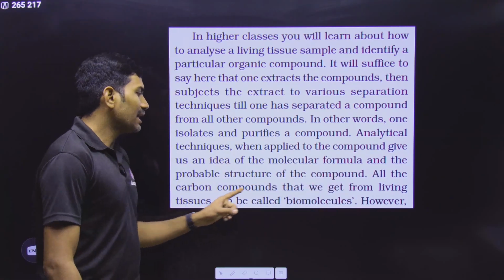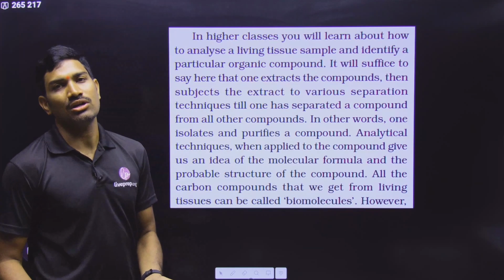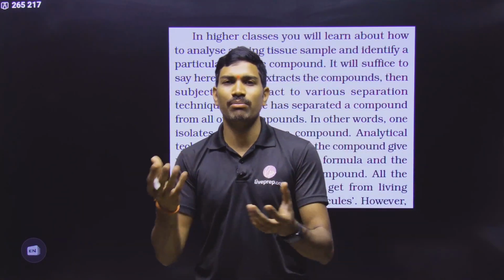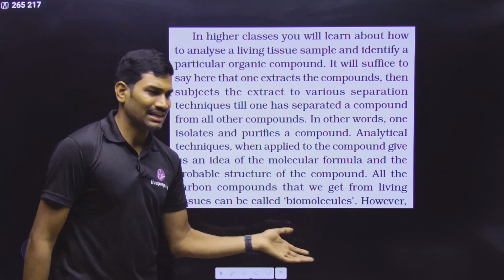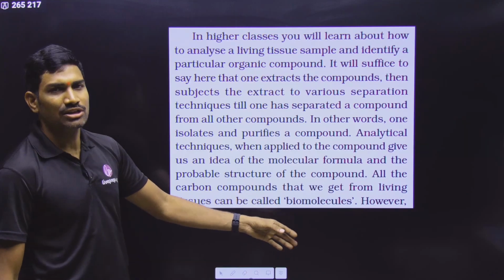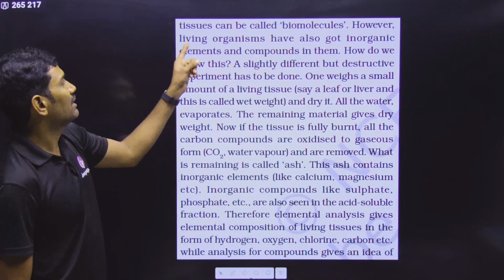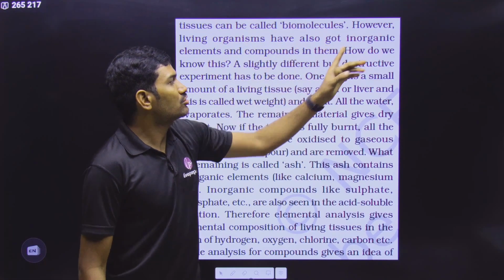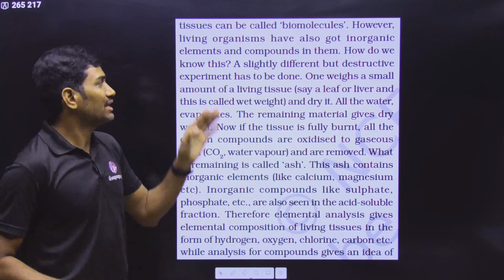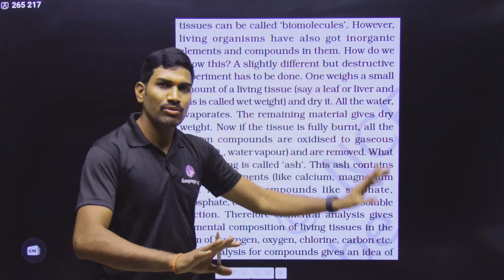Next one, all the carbon compounds that we get from living tissues can be called biomolecules. So what are these biomolecules? Molecules in living systems. So that's why biomolecules. Not just carbon compounds, all the compounds from the living tissues, you can call them biomolecules. In simple terms. Next one, however, living organisms have also got inorganic elements, not only organic compounds. Inorganic compounds are also present.